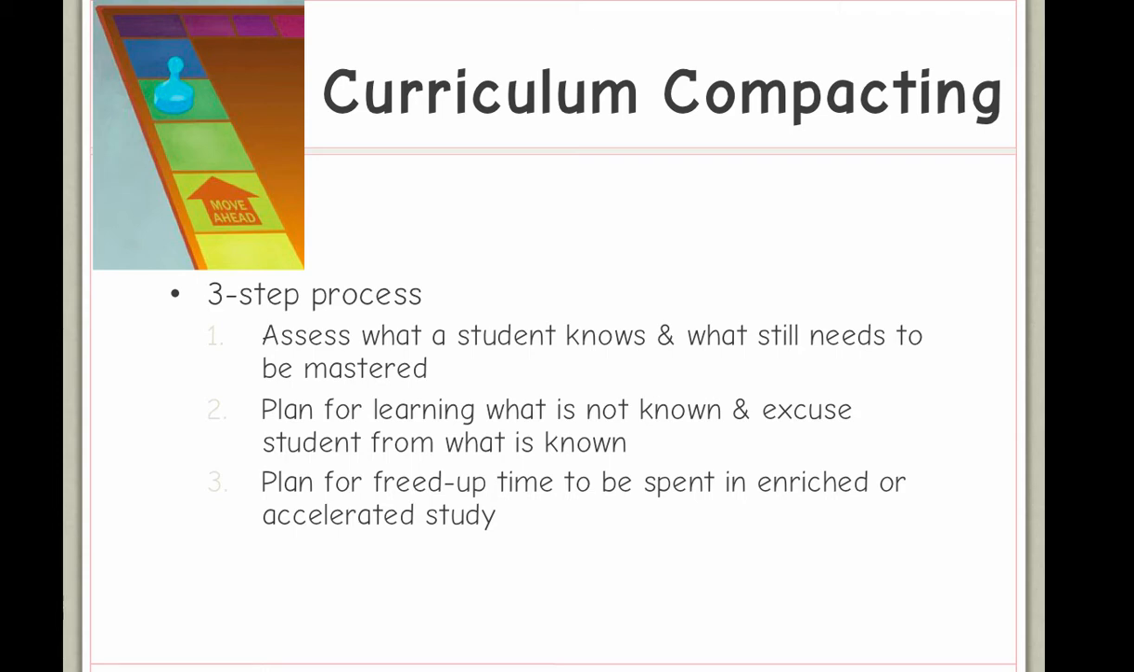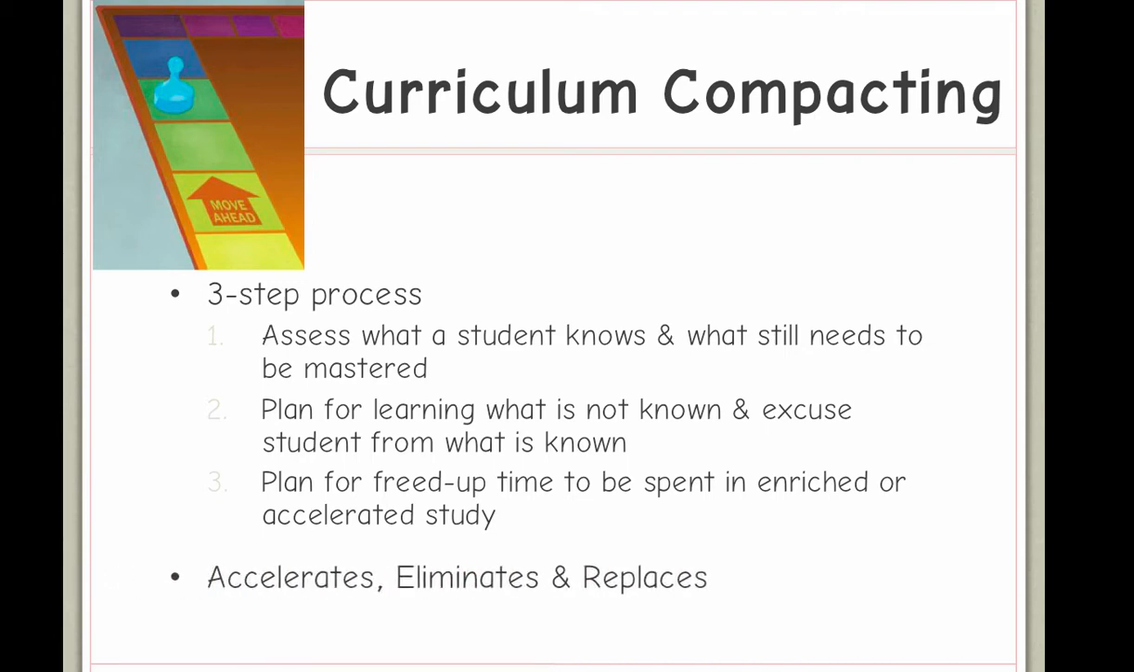Crucial. We don't make students sit and listen to instruction for information that they already know or skills they already have. So we have to plan for that freed up time. So now we've excused them from learning basic multiplication. So now we have to create an alternative plan for instruction.